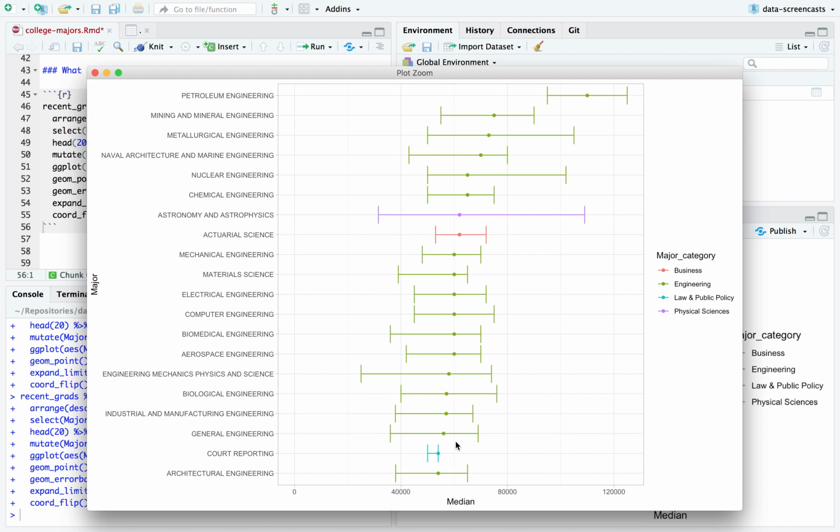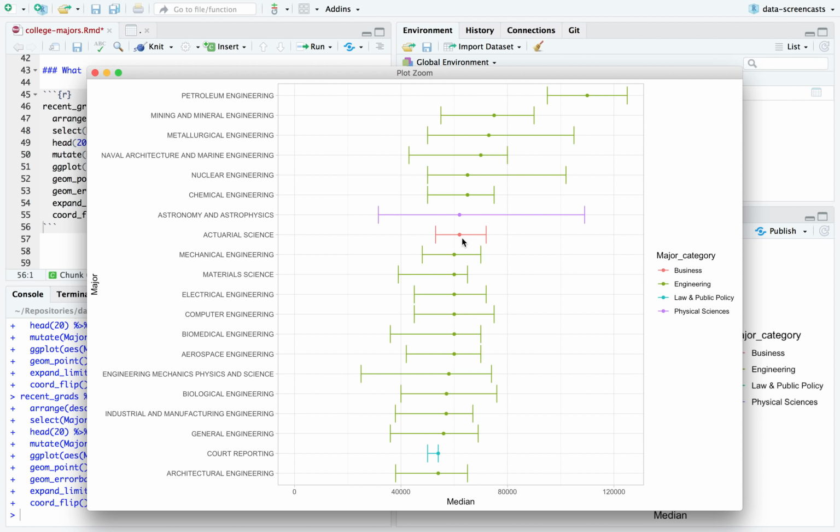Nice. And we see other things like that. Some of them have different variation. Court reporting, really thin interval. Most court reporters, it looks like they make, I guess that's about $50,000, and it's very similar across all of them. So actuaries also small variation.